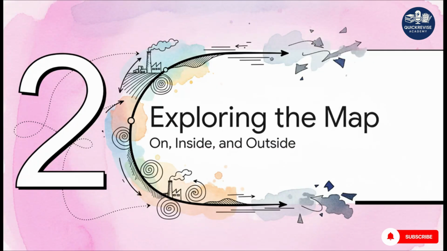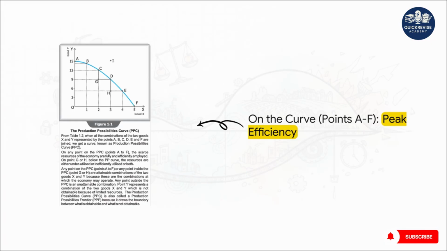All right, with those rules in mind, let's take a little tour of our map. We're going to look at 3 key areas: being on the curve, being inside it, and what it means to be outside of it. Any point right on that line, like A, B, C, all the way to F, represents peak performance. This is the economy running at 100%. If you're at point C, for instance, you're making 12 units of good Y and 2 of good X. And at that exact spot, you literally can't make one more drop of Y without giving up some X. It's a perfect, efficient trade-off.